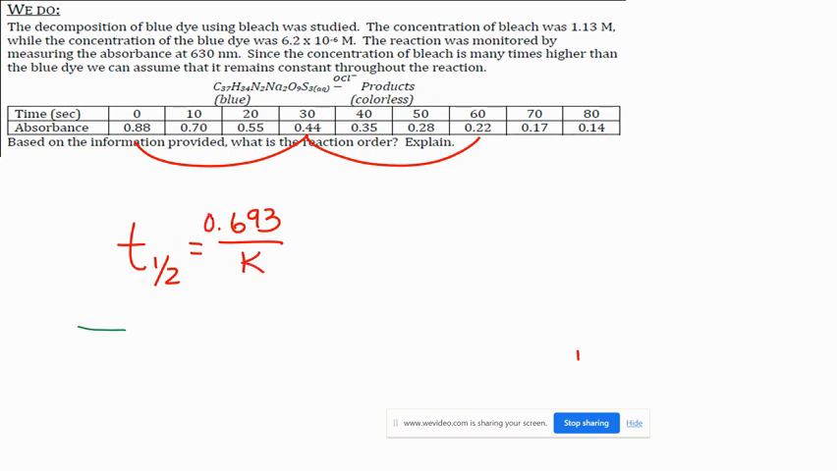Okay. So this only works for first order reactions, right? But you could calculate, they didn't ask you to calculate K, but we could, okay? Because you know your time here is 30 seconds. So 30 equals 0.693 over K. And then you can just solve for K. Make sense? So that's another way that you can do that.